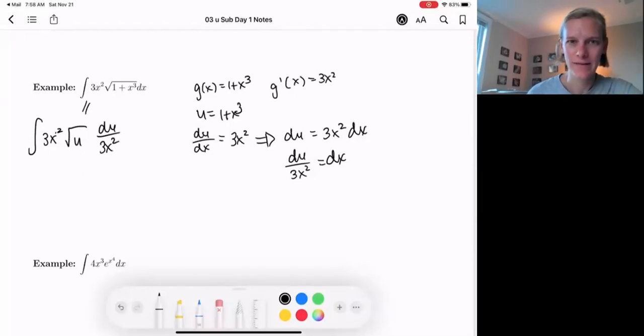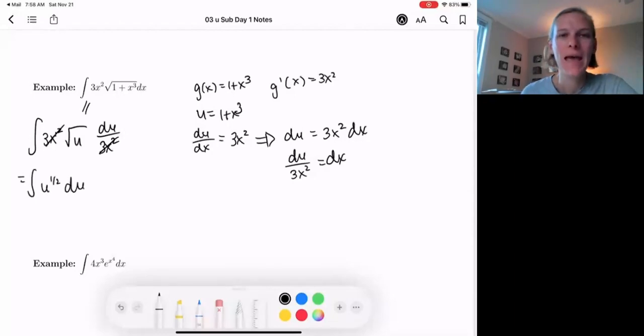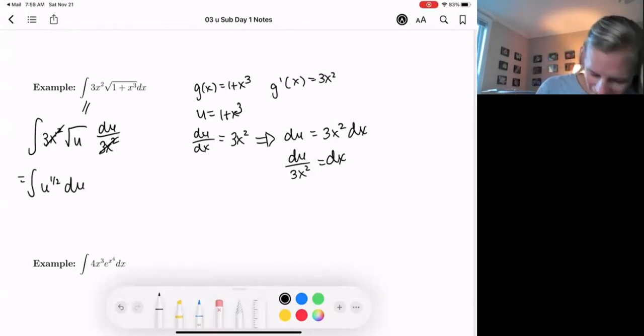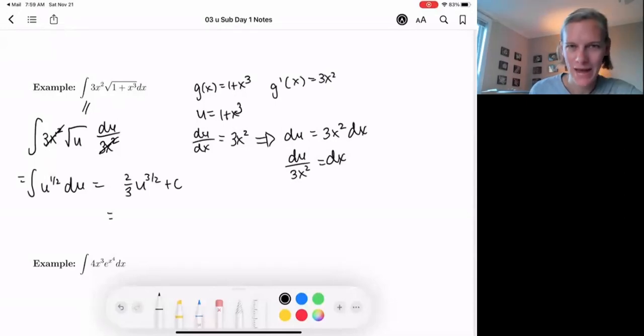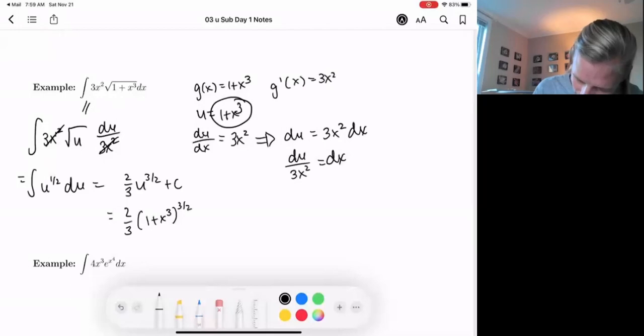We want to get rid of all the x's. That's our goal. We want an integral that totally has u in it. So the 3x squareds here nicely cancel out. We're left with the integral of square root of u, which is u to the 1/2, du. Hopefully at this point, this is something that we can anti-differentiate, and it is. So this is just u to the 3/2 times 2/3 plus c. Finally, our original integral had x's in it, so we need to replace the u's with their x's. So we have 2/3 times 1 plus x cubed to the 3/2 plus c.